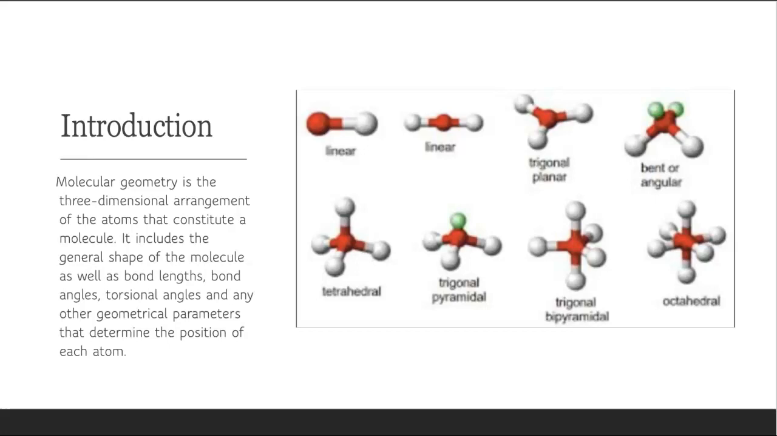In this picture, you will see linear, trigonal planar, bent or angular, tetrahedral, trigonal pyramidal, trigonal bipyramidal, and octahedral. And in the next few examples, I have picked 5 of the above.